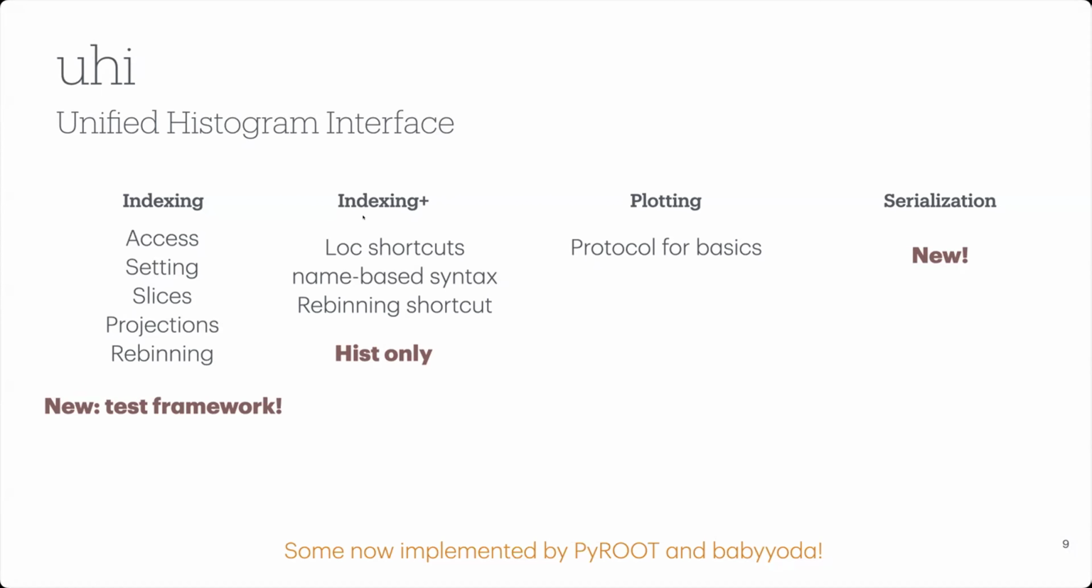We have the advanced indexing. Currently, this is hist only, but these are the extra parts that hist implements. We have plotting, and quite a few libraries are also implementing this plotting protocol, which is a Python static protocol that you can implement. And if you implement it, then libraries like MPLHEP will be able to plot your histogram. This is how MPLHEP is able to plot uproot histograms without having to convert them to boost-histogram or hist first. And this new serialization portion that I'll be talking about today. And some things like PyROOT and Boost-Yoda have implemented some of these things, like using our test framework.